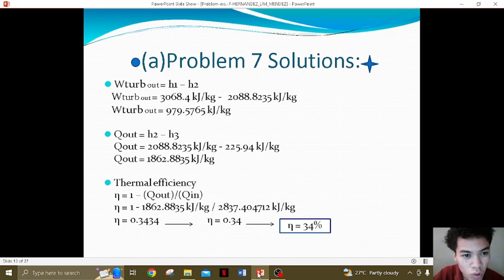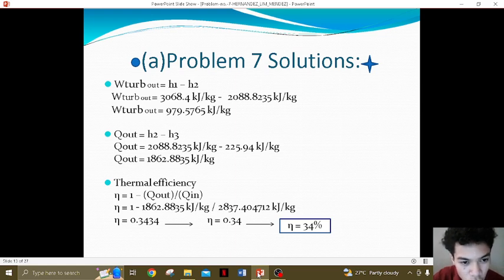So in here the turbine work, turbine out, is equal to H1 minus H2. So the turbine work out is equal to 3068.4 kilojoule per kilogram minus 2088.8235 kilojoule per kilogram. Then the answer of the work turbine out, you have a result of 979.5765 kilojoule per kilogram.